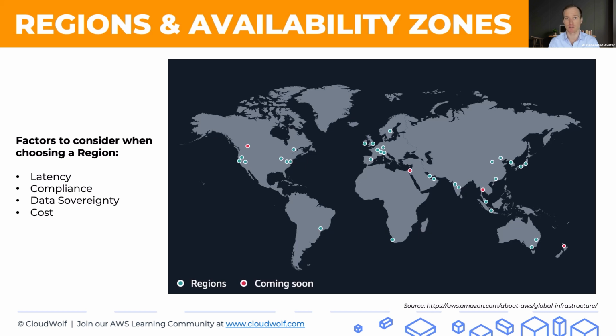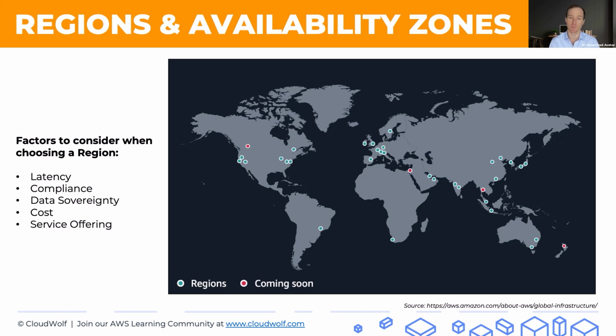The next one is cost. AWS services are actually priced differently from region to region, or can be priced differently from region to region. The price in one region might be different to the same service priced in another region. And the service offering itself, not all AWS services are available in every region.